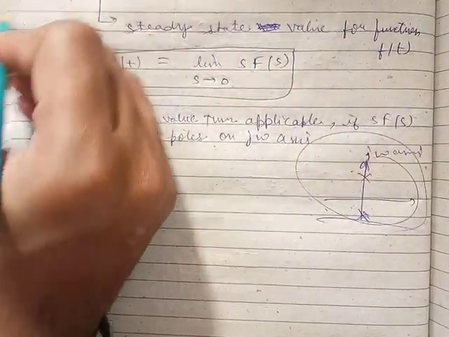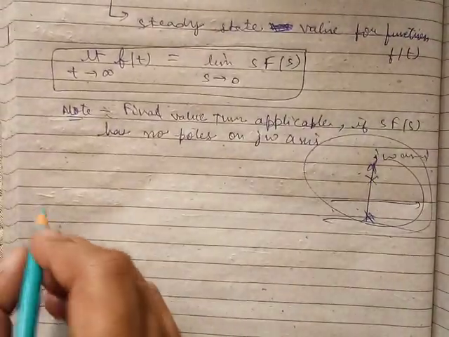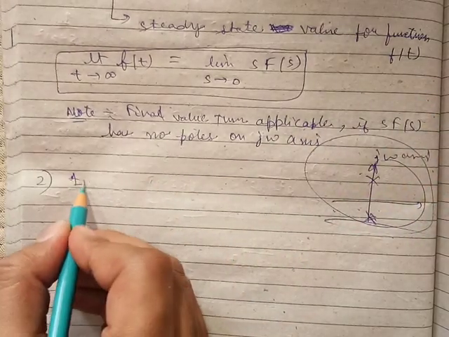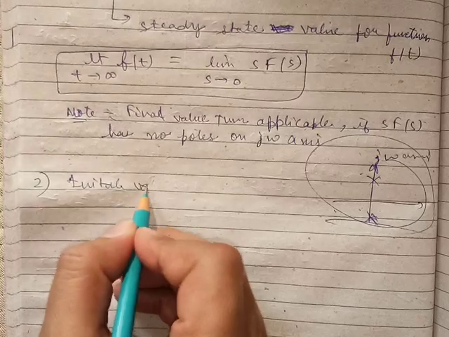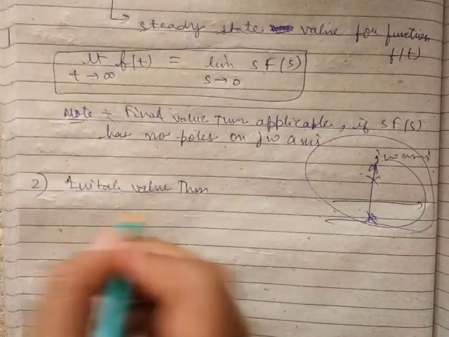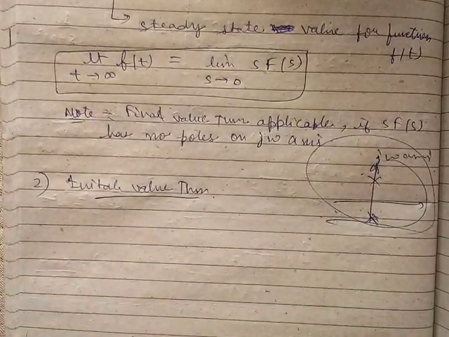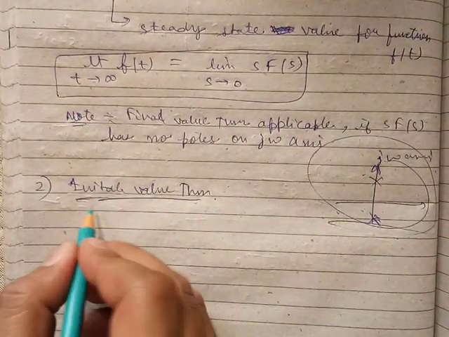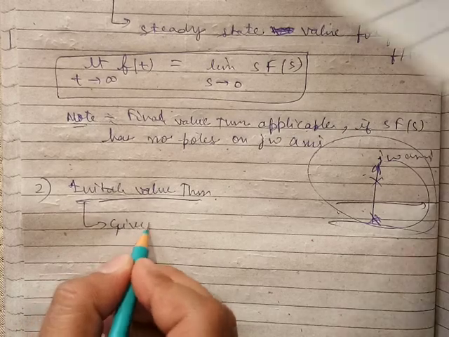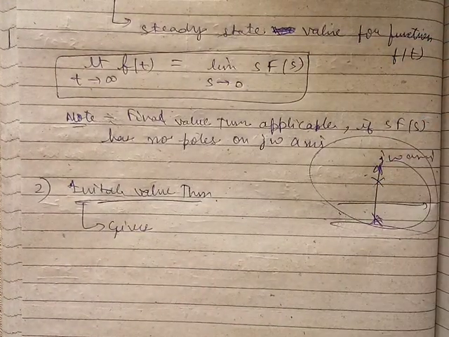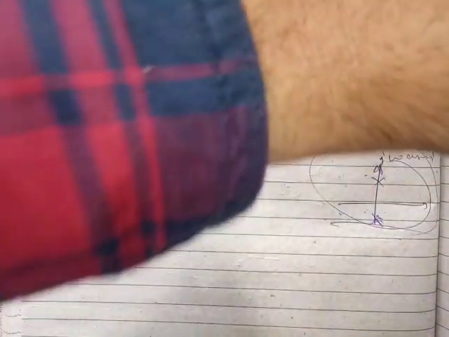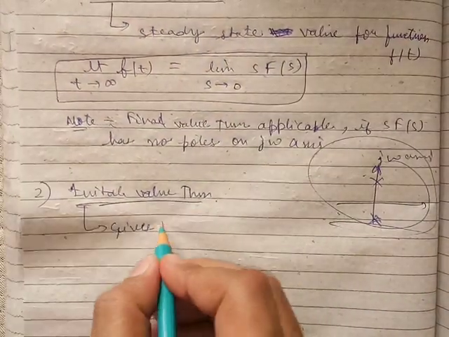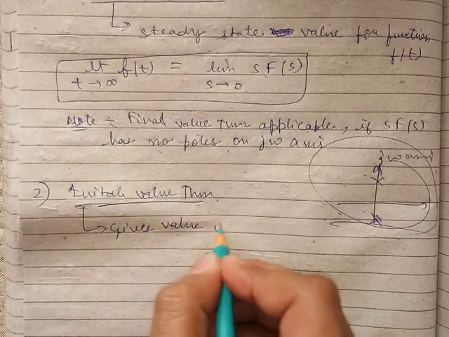Now the second one comes with the initial value theorem, right? Initial value theorem gives the value of function.